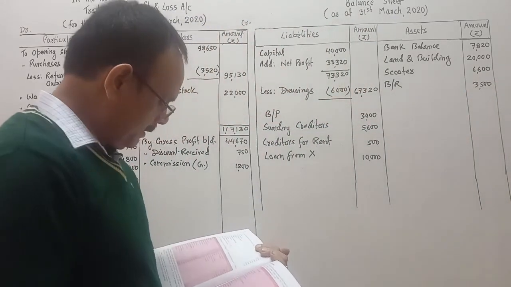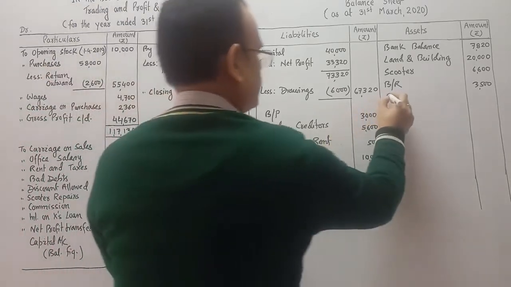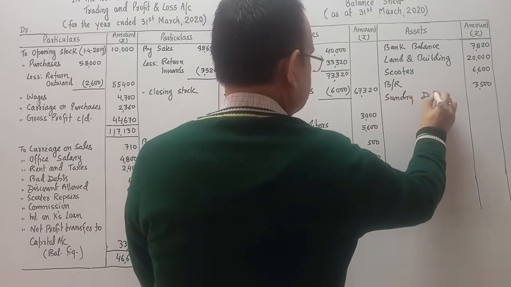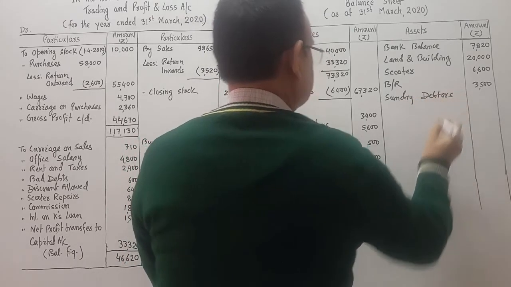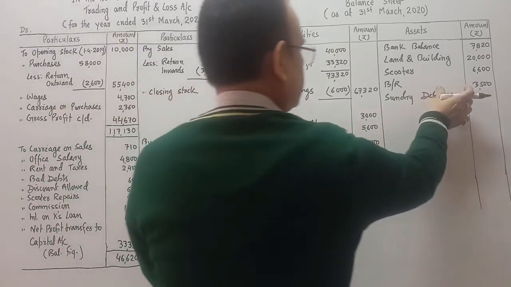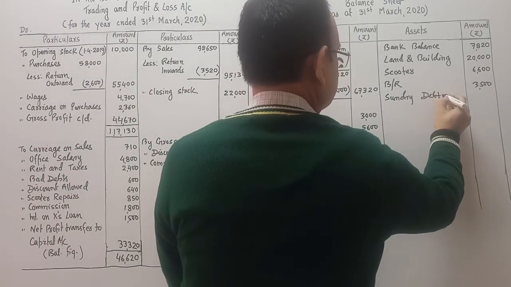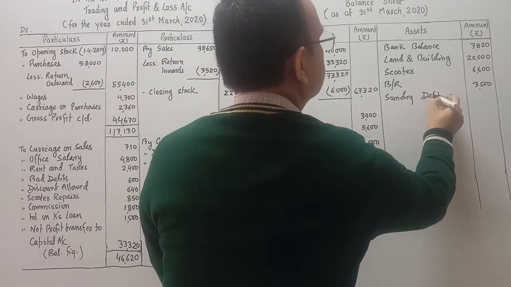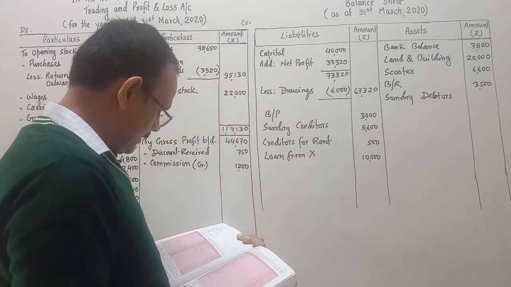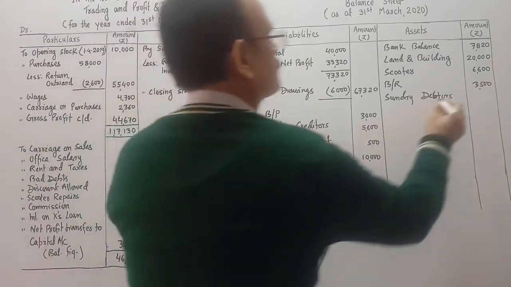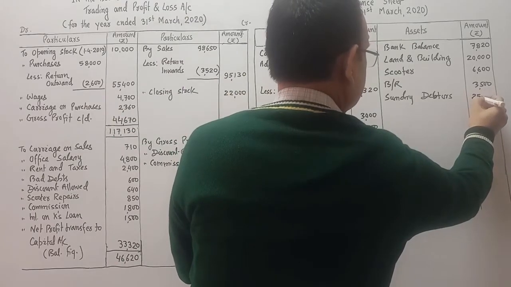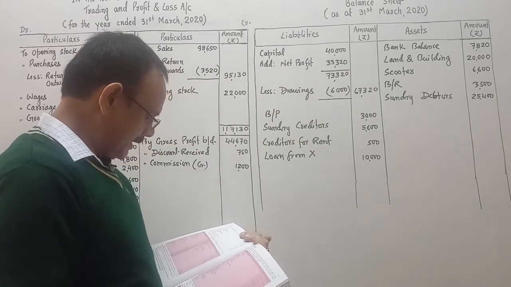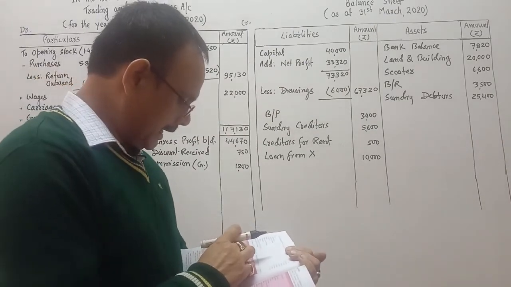After bills receivable, next is sundry debtors. It's a current asset. Sundry debtors is a current asset as well as a liquid asset, both current and liquid. Sundry debtors is 25,400. After that you see, is there any other asset?